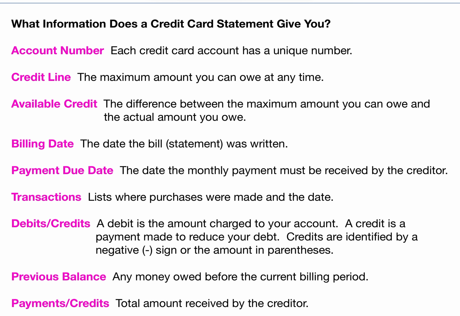Okay, so account number, I think that's pretty straightforward. This is the credit card account number that is unique to your account. The credit line is the maximum amount that you can owe at any particular time, and then the available credit is what's available after charges are made. So credit line minus whatever you've charged, then available credit is the difference between the two.